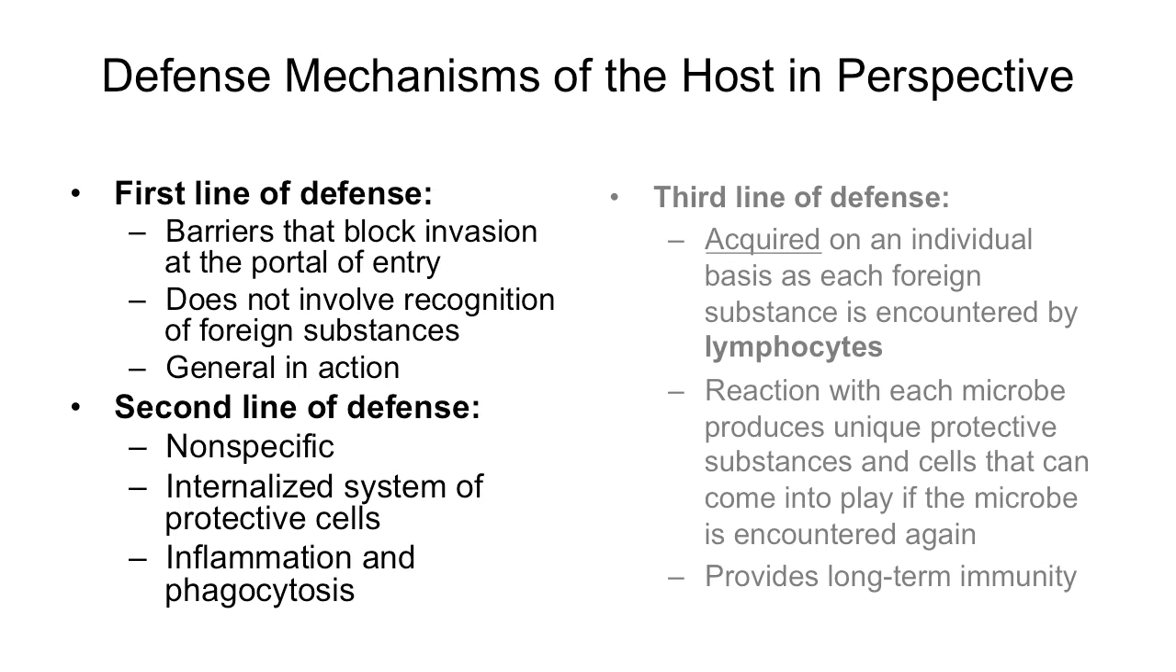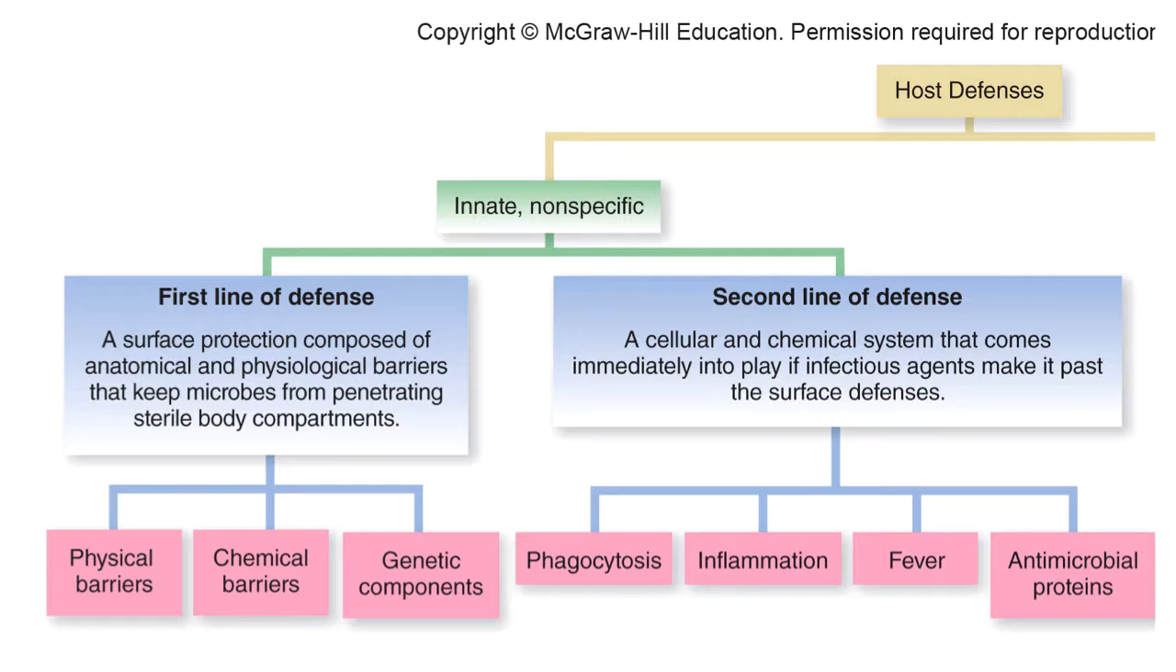So for this set of lectures, we're going to be focusing on the first and second lines of defense. When we look at the host defenses, the first and second lines of defense are involved in what is called the innate or non-specific immune responses. The first line of defense is the surface protection, composed of anatomical and physiological barriers that keep the microorganisms away.